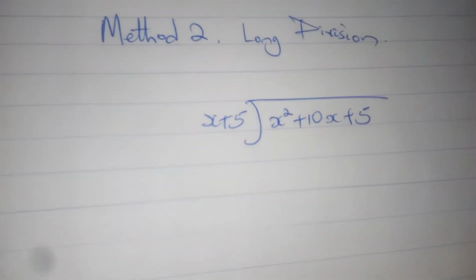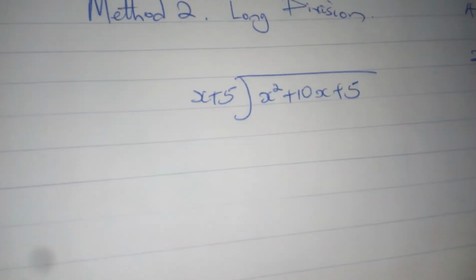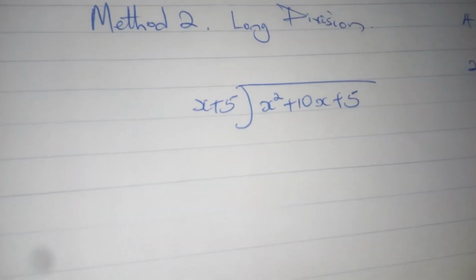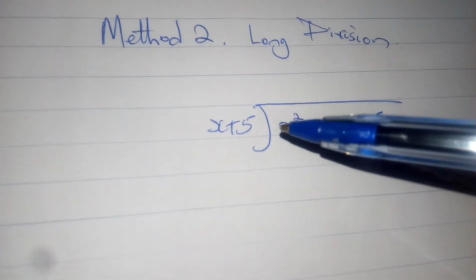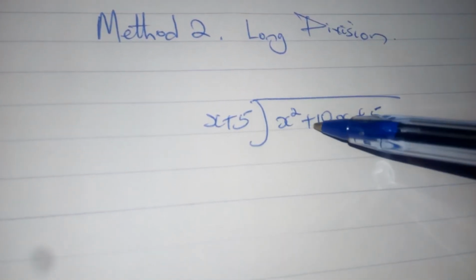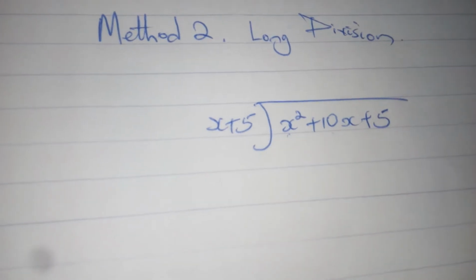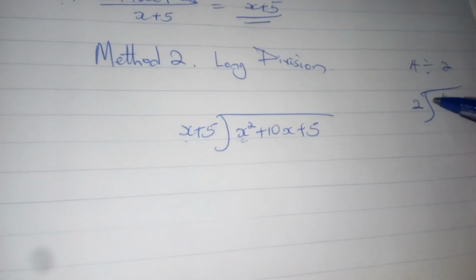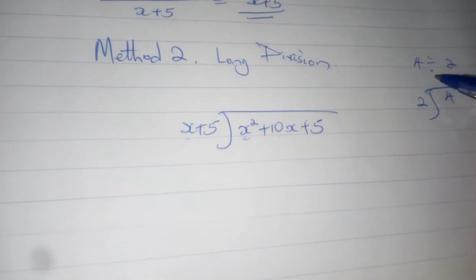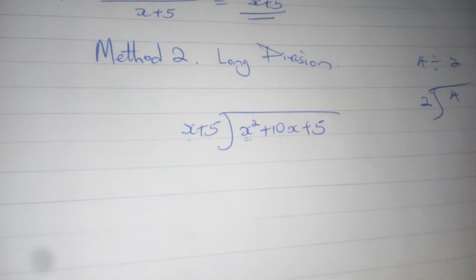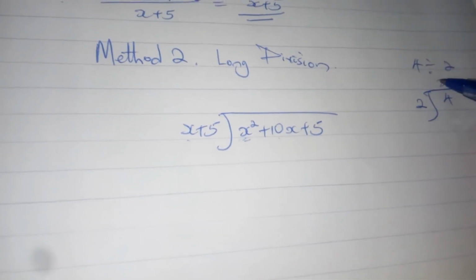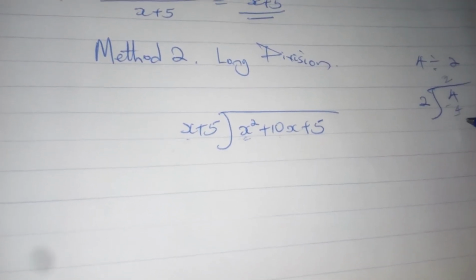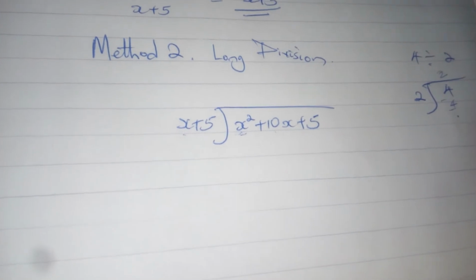Now when you're dividing algebraic expressions, you consider first of all only the first terms of both the divisor and the number to be divided. Here you see the first term here is x squared, the first term here is x. Like if I'm going to divide this 4 by 2, I'll just say 4 divided by 2, and you'll have 2 up there, then you multiply by 2 to give us 4, then you get the answer that will be 2 up there, if the remainder is 0.